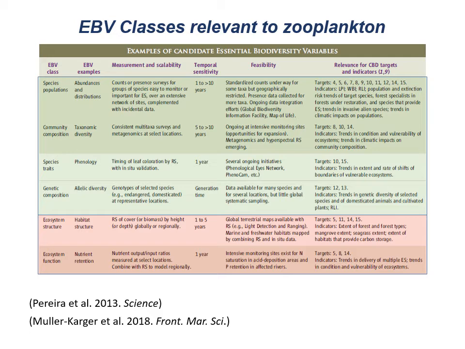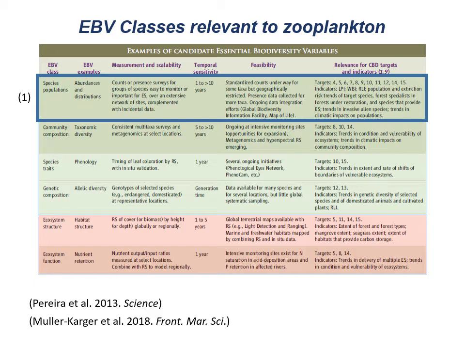Okay, so here's the table of EBV classes originally put forth by Pereira et al. in 2013. And these are the classes that were adopted by GEOBON. So highlighted in green are the 4 EBV classes with the most connectivity to the zooplankton EOV, and these are the 4 classes I'll discuss in this presentation.